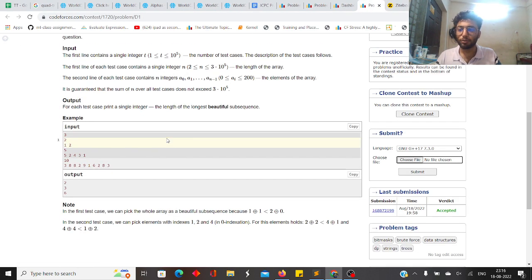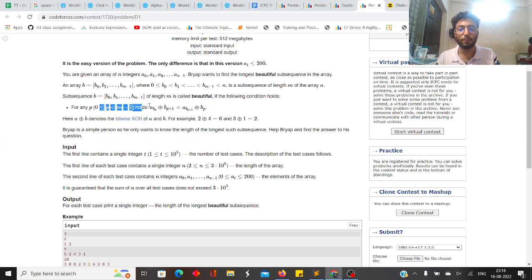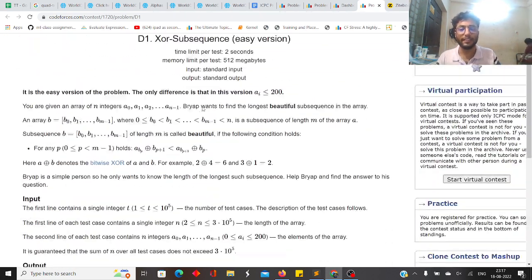The fourth question is an interesting question. In this case, you are given an array of n integers a0 to an minus 1, and you want to find a subsequence of length m, b0 up to bm minus 1, such that this condition holds true for all the values of p from 0 to m minus 1, where n is the length of the array and m is the length of the subsequence that you are selecting. This is the easier version of the problem. In the easier version, the maximum value of ai is up to 200.